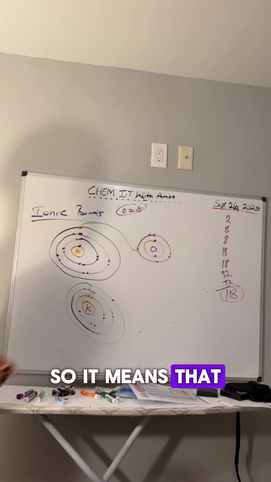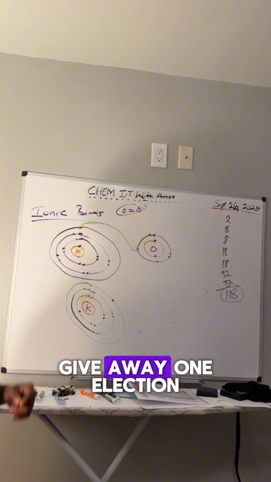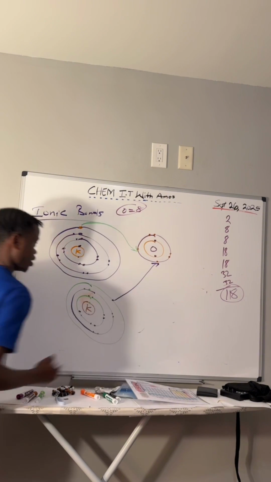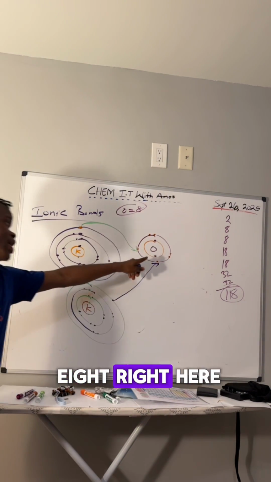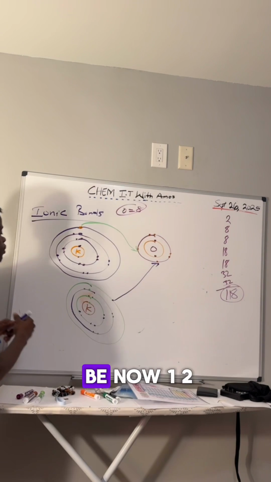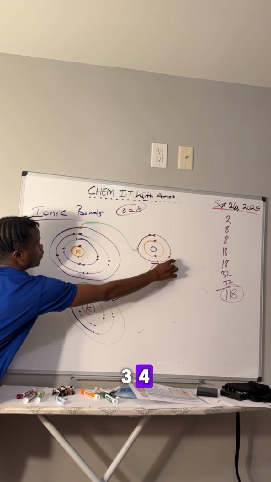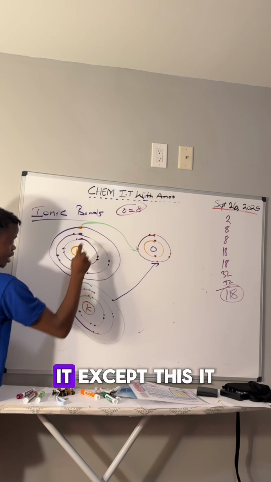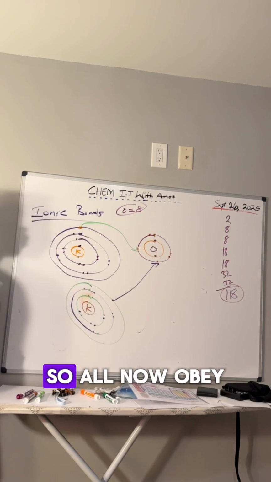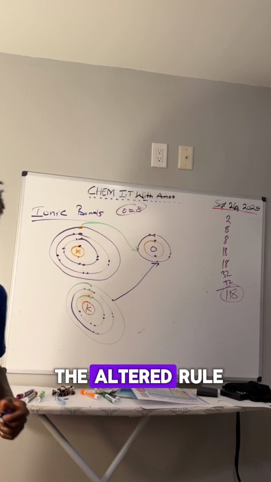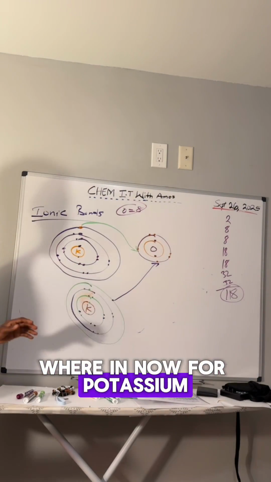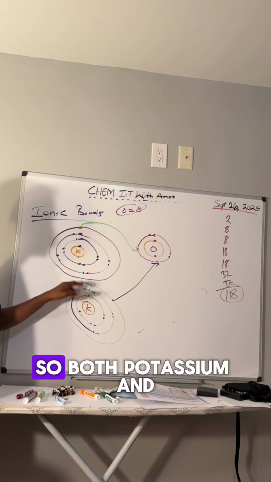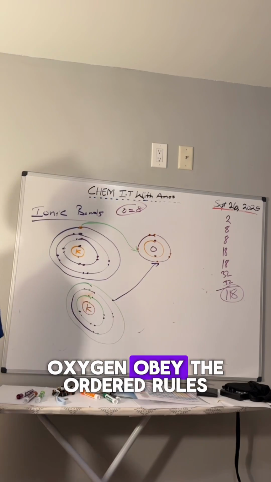So it means that potassium also wants to get rid of 1 electron, so it gives this one to oxygen, which accepts it. Then oxygen becomes 8 right here: 1, 2, 3, 4, 5, 6, then accepting this it becomes 7, accepting this it becomes 8. So oxygen now obeys the octet rule. For potassium, once it gets rid of the 1 here, then 8 will be left in the other shell. So both potassium and oxygen obey the octet rule.